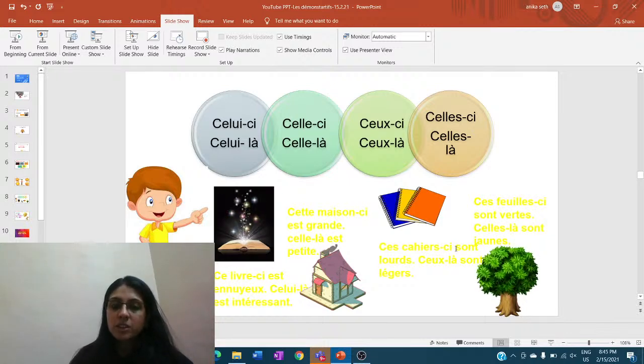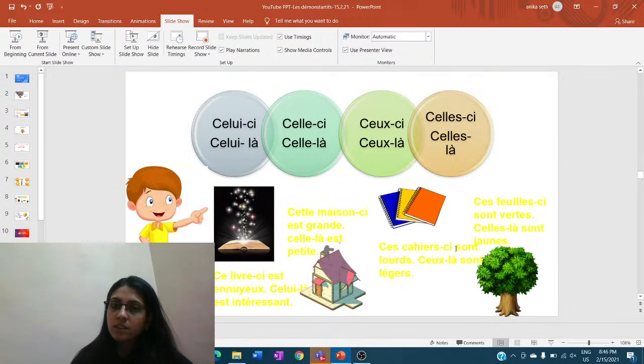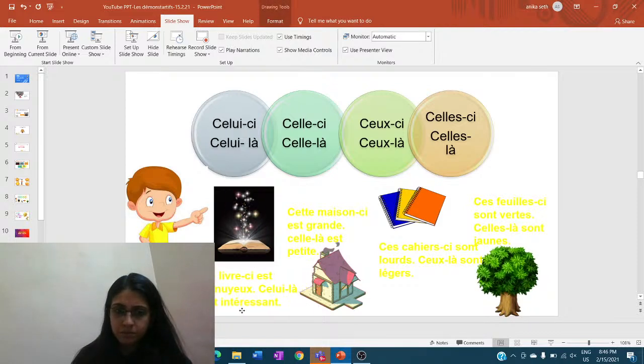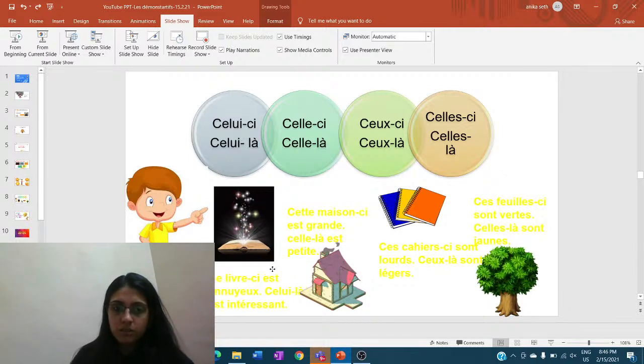Then a variation in these pronouns is with ci and là. So, celui-ci, the one here, celui-là, the one there. Ci here and là there. This one here, this one there. So, in all these, what we have discussed, celui, celle, ceux, and celles, if we put ci and là, so in this, we are comparing two things. For example, first one, ce livre est ennuyeux.